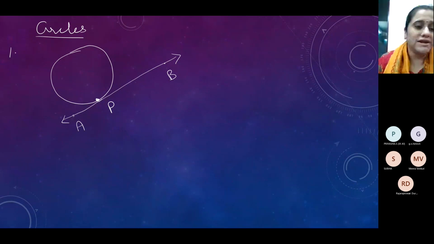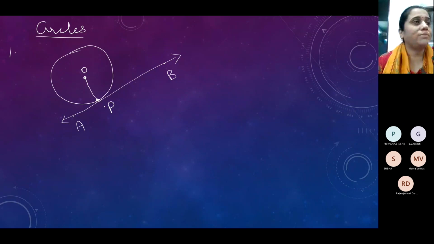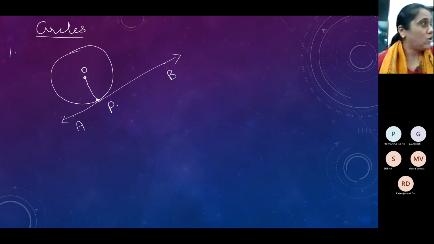Now P is called the point of contact. Let's draw the radius through the point of contact. Now OP is the radius drawn through the point of contact P. The relationship between this radius and the tangent is that they are perpendicular to each other.